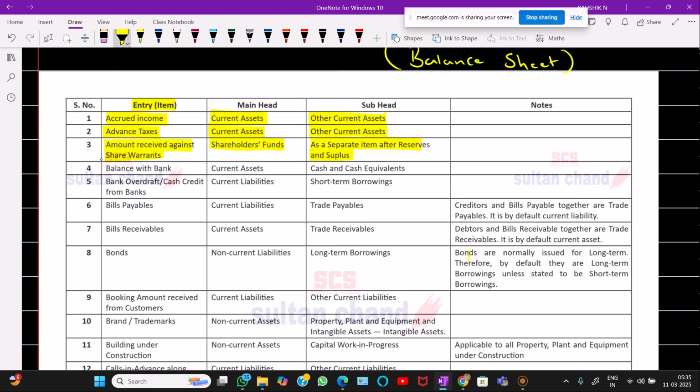The next item is balance with bank. So balance with the bank is nothing but cash at bank. It is cash at bank or cash in bank, whatever it is. Now tell me, cash in hand, cash at bank, is it an asset or a liability? Asset, sir. It is an asset. And tell me whether this cash in hand or cash at bank will always be the same or will it change from time to time?